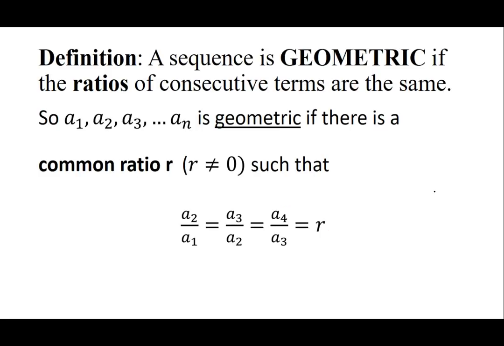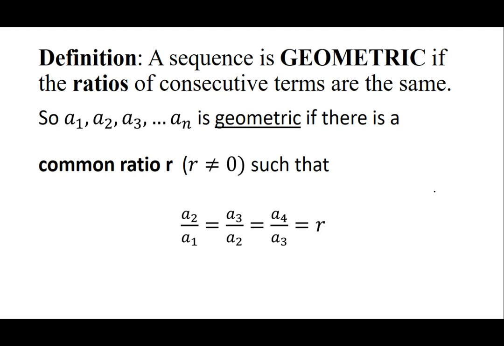So to start us off, we're going to talk about the definition of a geometric sequence. In order to be geometric, the ratios of consecutive terms have to be the same. A ratio, of course, means a division. So if you have the sequence a1, a2, a3, all the way up to a sub n, it would only be considered geometric if there was something called a common ratio r, and of course, r cannot be equal to 0, such that if you divided any of the later terms by the term in front of it, you would always get the same common ratio.